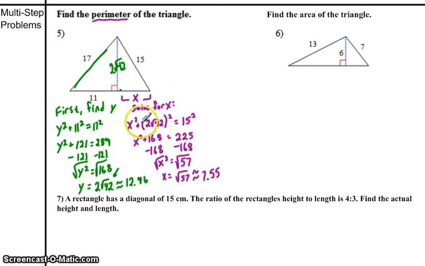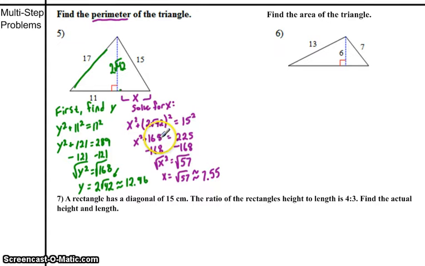Here we've solved for x. Using the Pythagorean theorem, we have x squared plus 2 square root 42 squared equals 15 squared. Now, 15 squared is 225. We break down the x squared, but this mess right here, 2 square root 42 squared, ends up being 168. You could do it the long way and multiply it by itself.